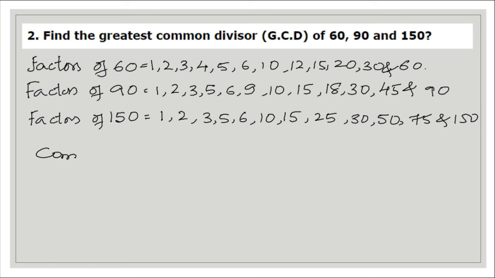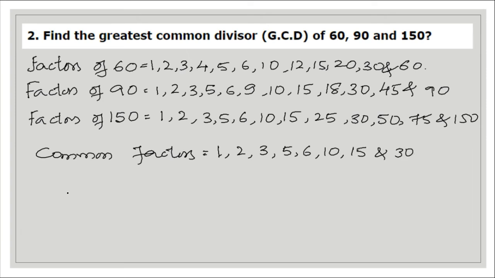Now let me find the common factors. This time I will not highlight, I will just mention the common factors. It is 1, 2, 3, 5, 6, 10, 15 and 30. Therefore, the greatest common divisor will be 30.